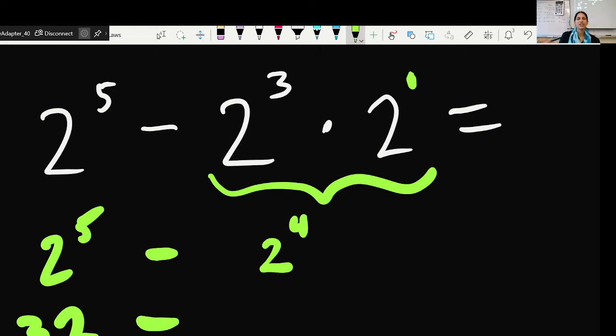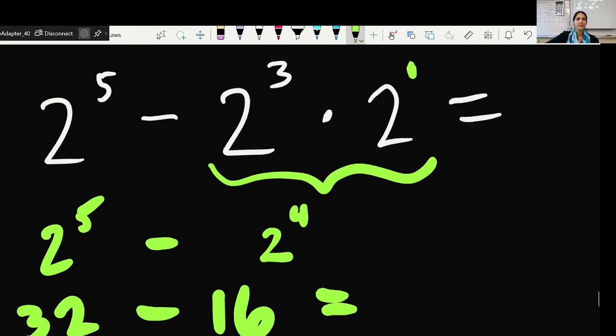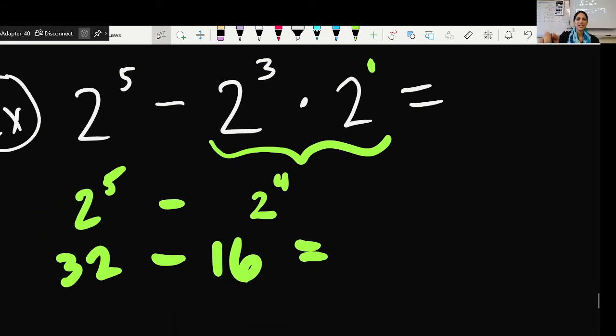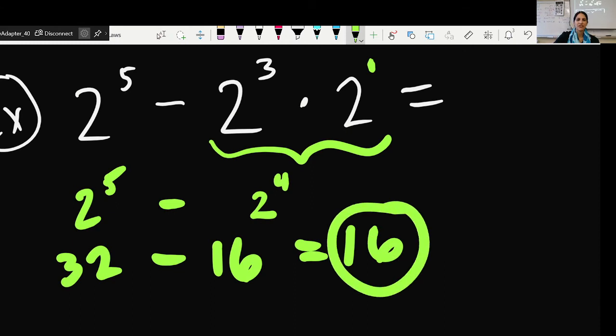32 minus, what's 2 to the 4 then? 16. So after all that work, what's the answer for this? The answer for this is just 16 after all of that. Do you see that same step-by-step approach of breaking it down, dealing with one little part first, and then putting it all together?